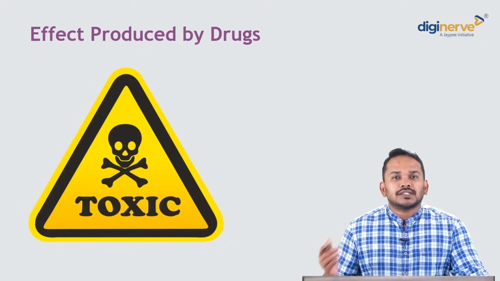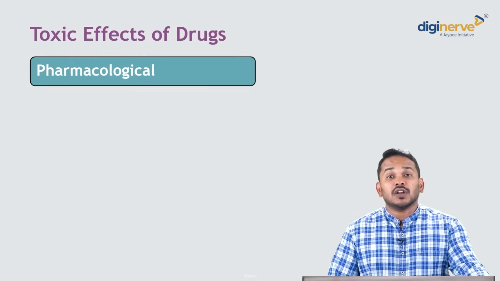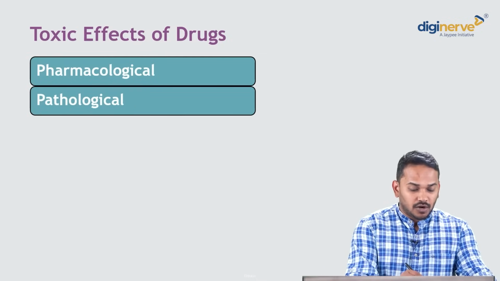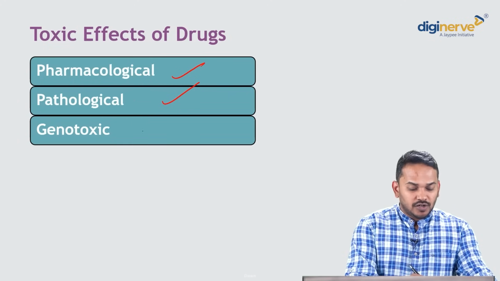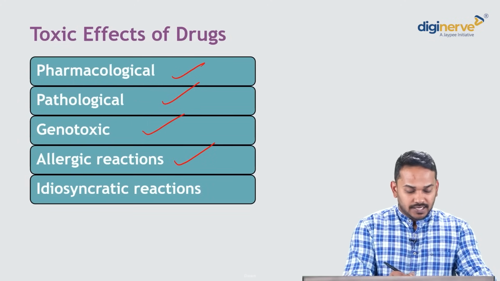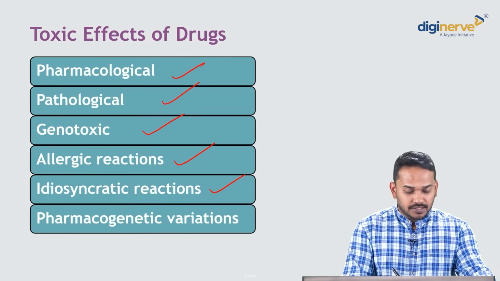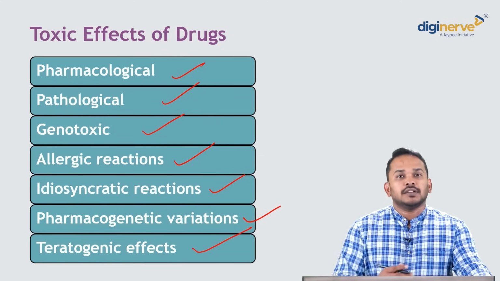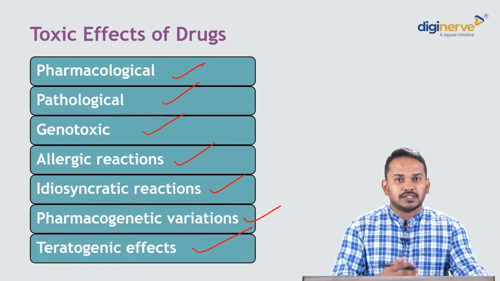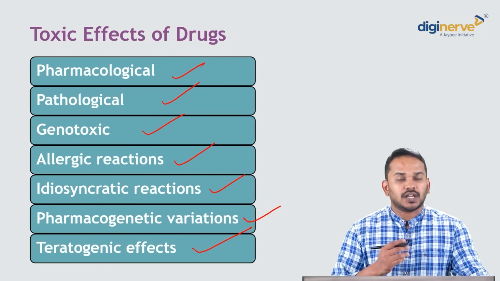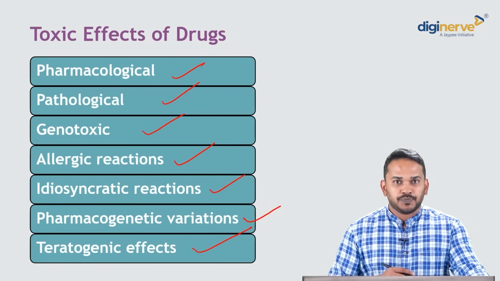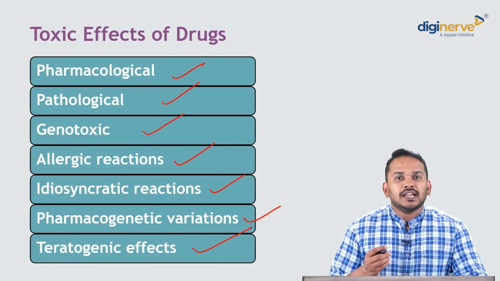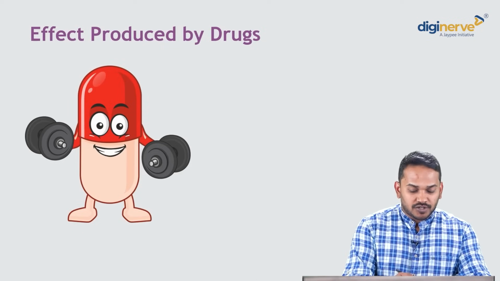So, we will be discussing the toxic effect of drugs. The toxic effect of drugs can be classified as pharmacological toxic effects, pathological toxic effects, genotoxic effects, allergic reactions, idiosyncratic reactions, pharmacogenetic variations, and teratogenic effects. So, we will see each of these in detail. First, we will see what is pharmacological toxicity. So, pharmacological toxicity is due to the increased response to a drug.